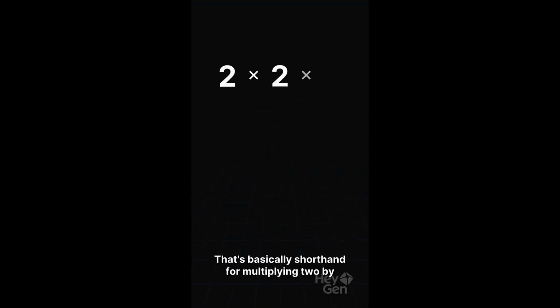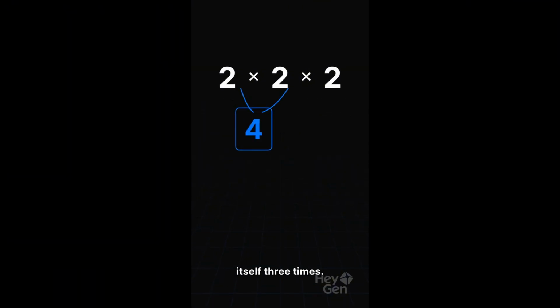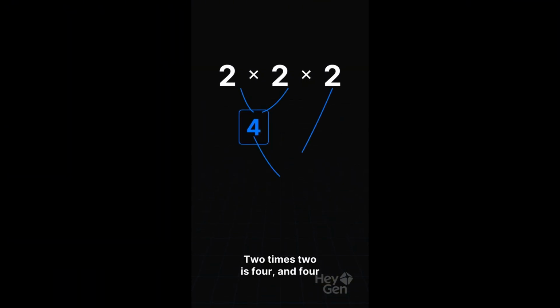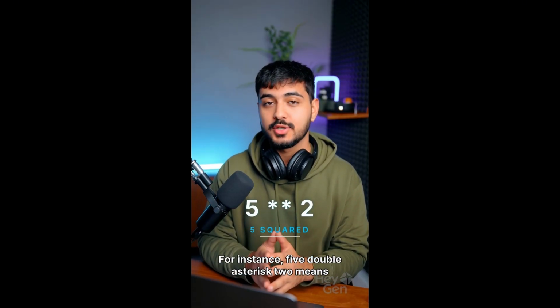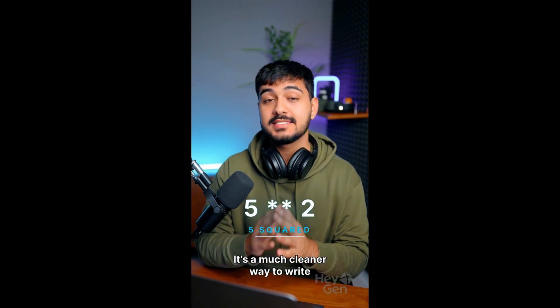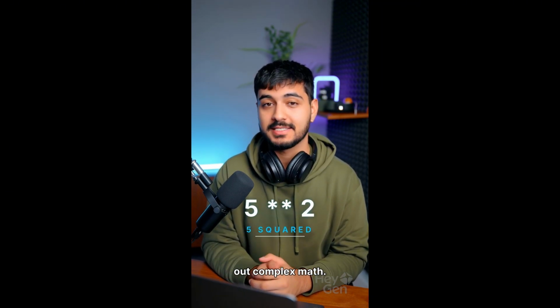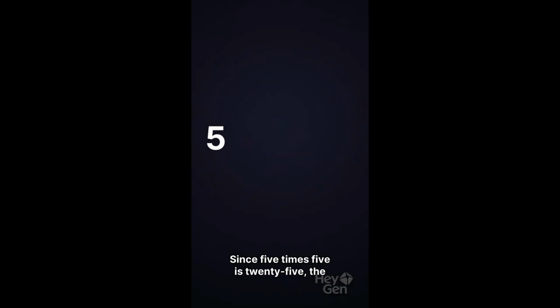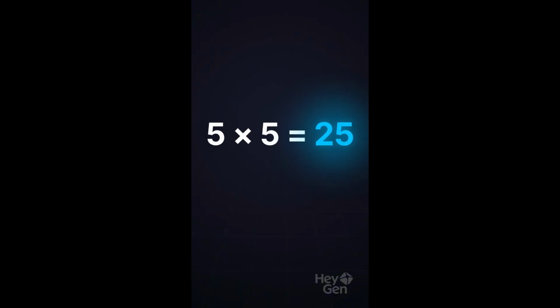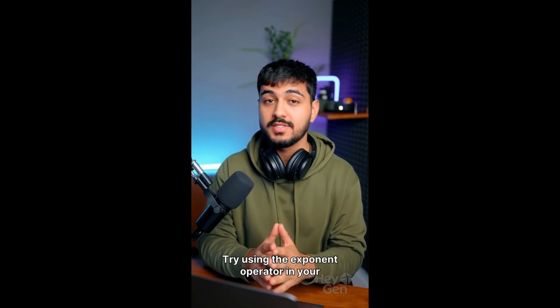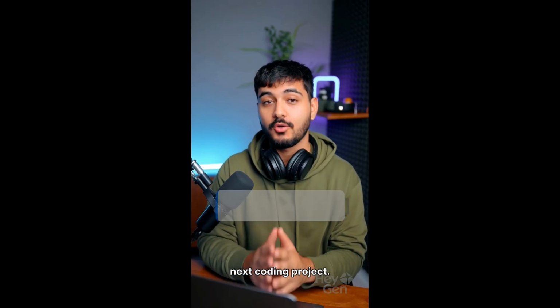That's basically shorthand for multiplying 2 by itself 3 times. 2 times 2 is 4, and 4 times 2 gives us 8. It works for any power. For instance, 5 double asterisk 2 means 5 squared. It's a much cleaner way to write out complex math. Since 5 times 5 is 25, the result Python gives you is 25. Simple and efficient. Try using the exponent operator in your next coding project.